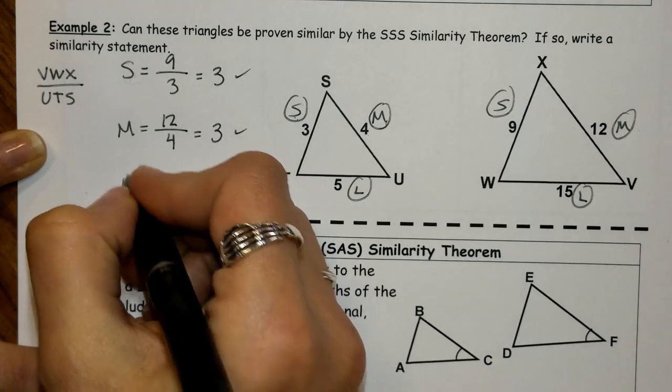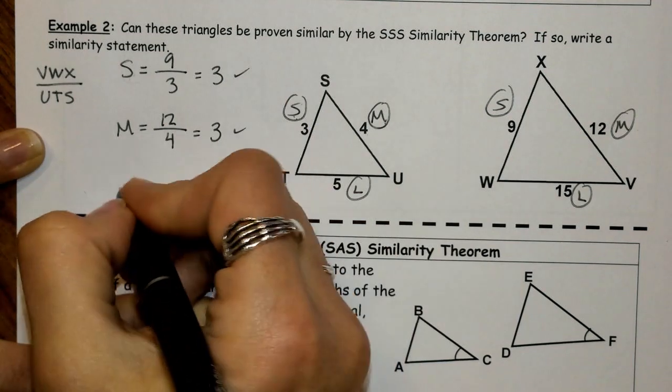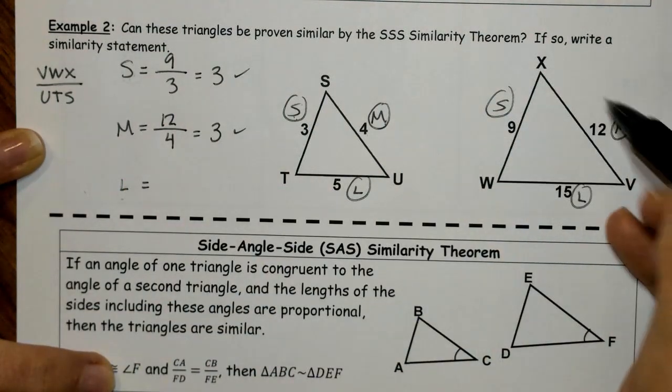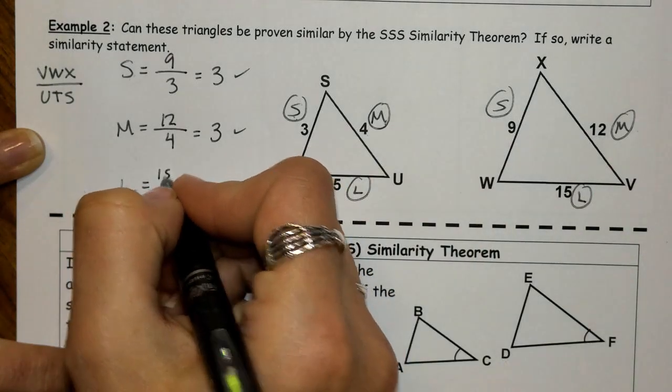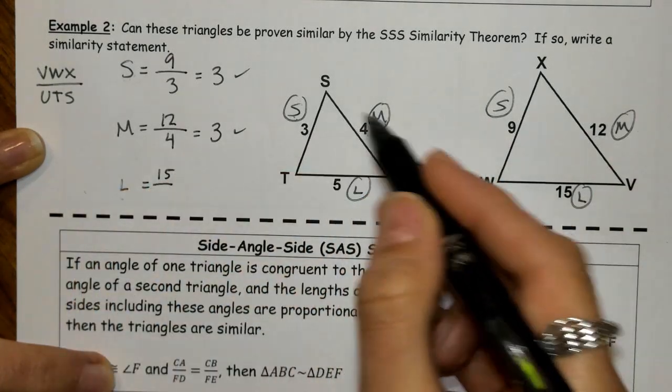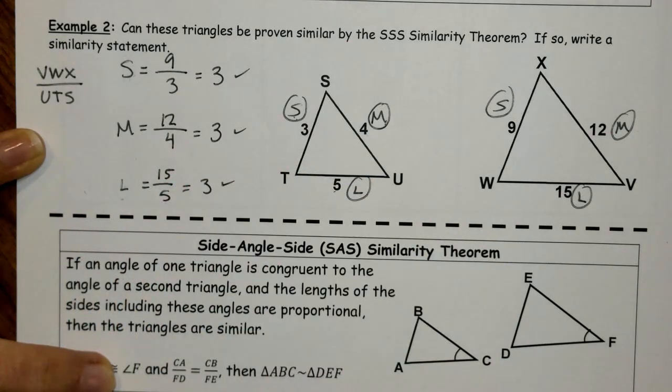Always check the last side. Here, I don't know why I'm circling it, because I'm going too fast. Over here, VWX, the large side was 15. Over here, UTS, the large side was 5. And this does simplify down to 3 as well.